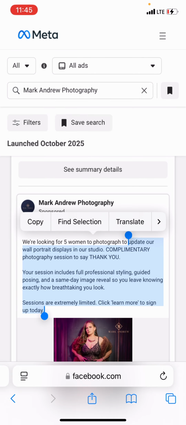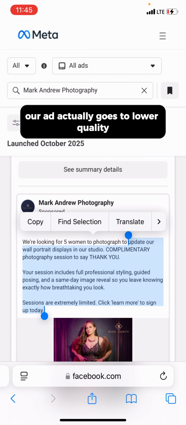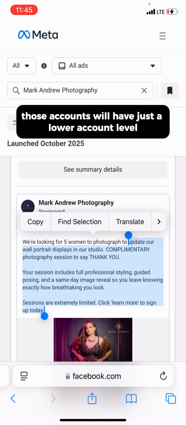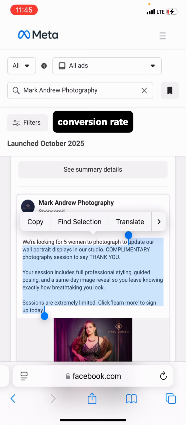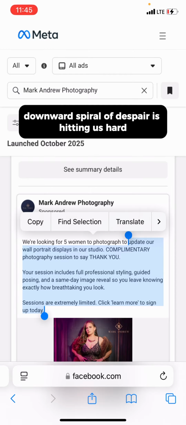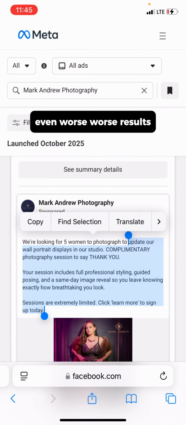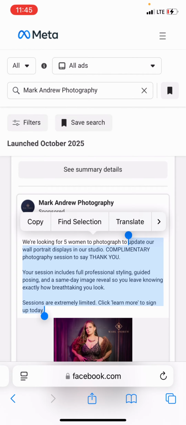And as a result, our ad actually goes to lower quality Meta profiles for tranche two, which results in, again, same ad spend, lower results, because those accounts will have just a lower account level conversion rate. And, downward spiral of despair is hitting us hard, feeding back into itself. Same ad spend, worse results, same ad spend, even worse results, same ad spend, even worse results. Downward spiral of despair, ads burning out, ads dying out, refresh creative.